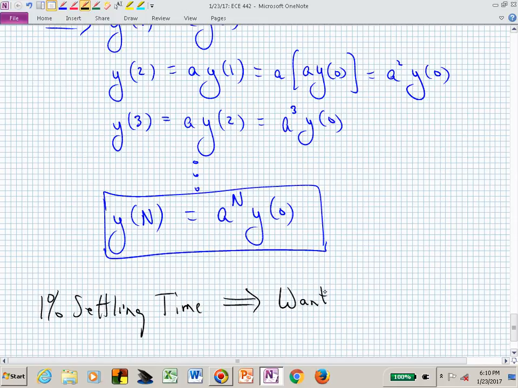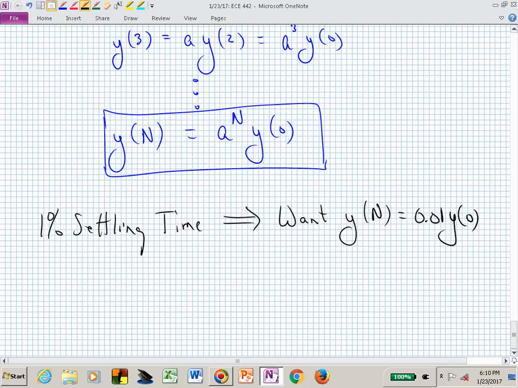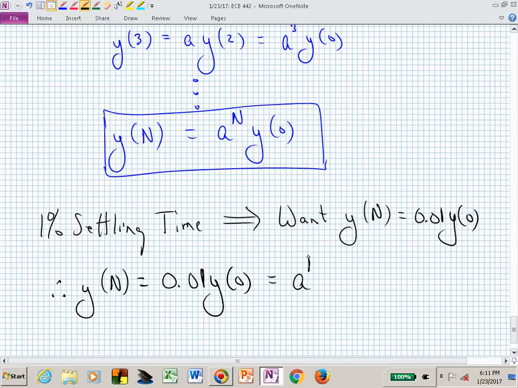We want this y of n, which now let me say that's y of capital N. We want to know, when do we reach capital N to allow us to be less than 0.01 y of 0. That's the definition of our 1% settling time. We want y of capital N to be 0.01 y of 0, but we know the general structure of that. That's A to the capital N y of 0.